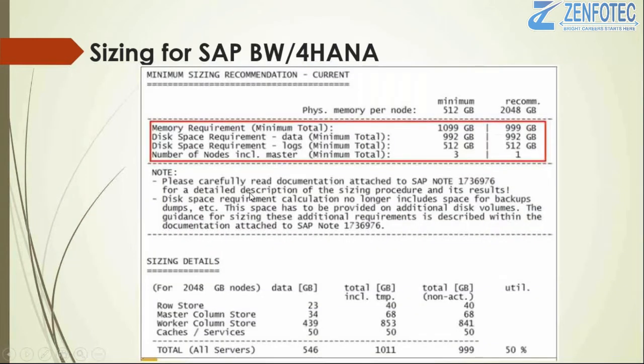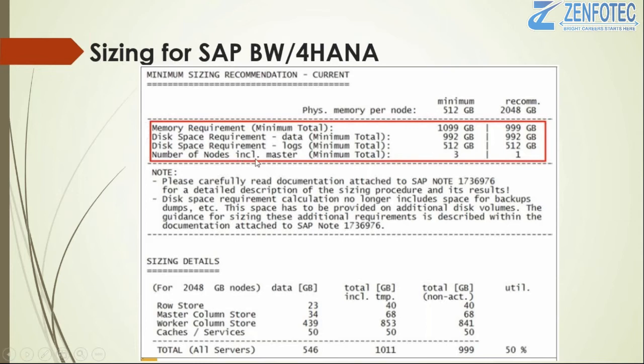Here I have the minimum requirement, and here I have the recommendation from the SAP script. How will you read this? Memory requirement minimum total is this one, 1091. First we'll see the minimum one. This is the space required for data, the data volumes, and this is the log volumes.